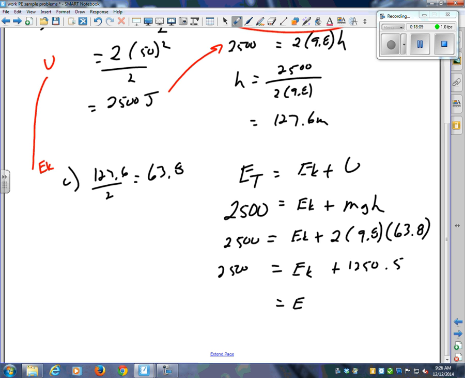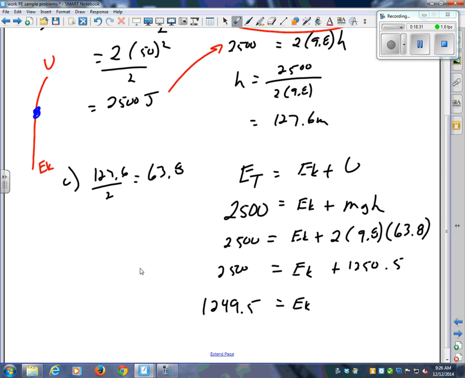Is it any great surprise that it's basically half? Should be no big surprise, right? Halfway up, it's got half kinetic energy, half potential energy.